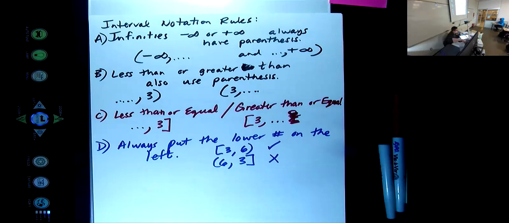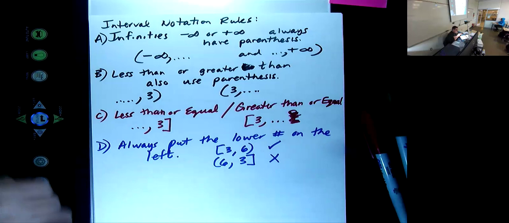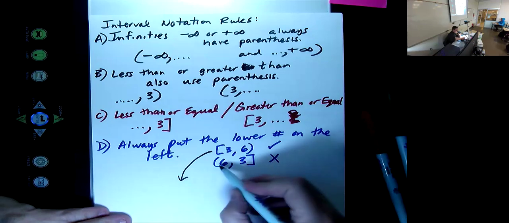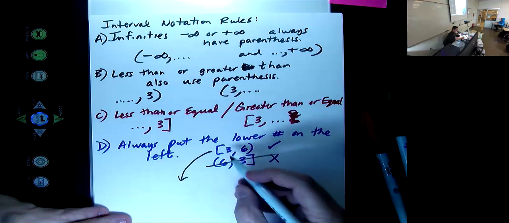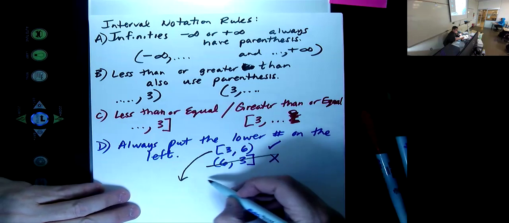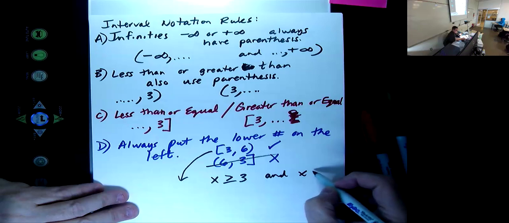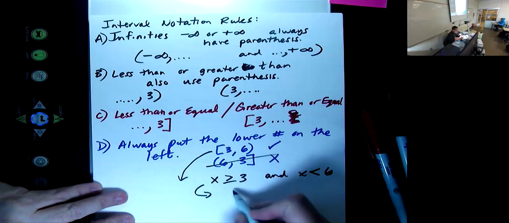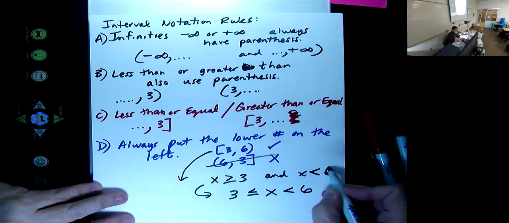So that would be less than 6 and then greater than or equal to 3. Yes. So when you have two numbers, something special is going on here. This is bad, so I'm not going to use this one at all. But this means x is greater than or equal to 3, and x is less than 6. We can put those together in a sandwich. 3 is less than or equal to x, which is less than or equal to 6. These mean the same thing.